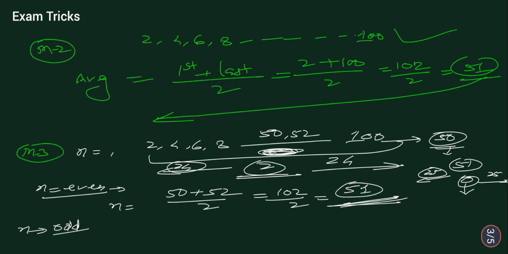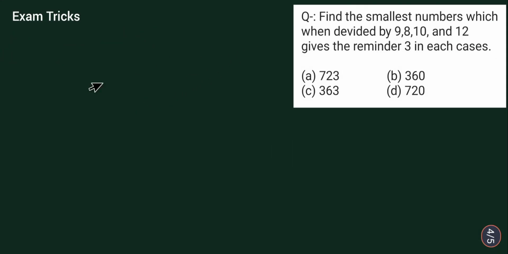Now let's move to the next question. Find the smallest number. You need to focus here: the smallest number which when divided by 9, 8, 10 and 12 gives the remainder 3 in each case. Right? So I'll give you a few methods to solve the question.